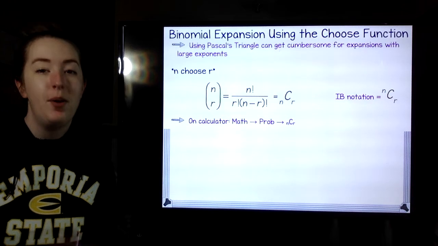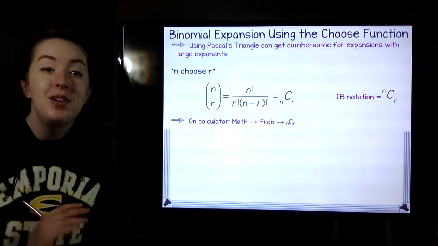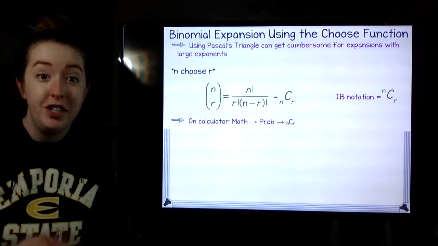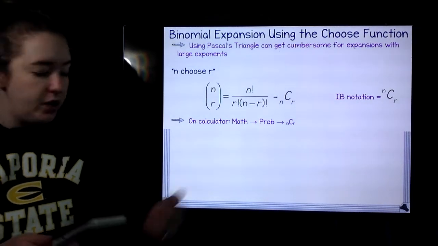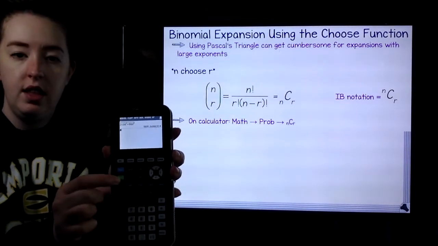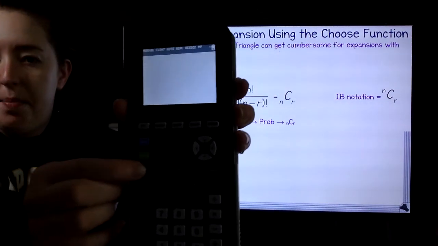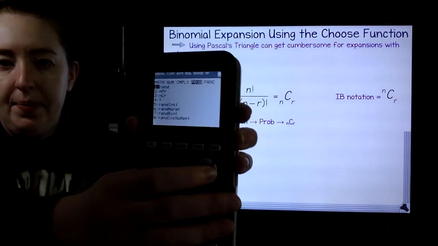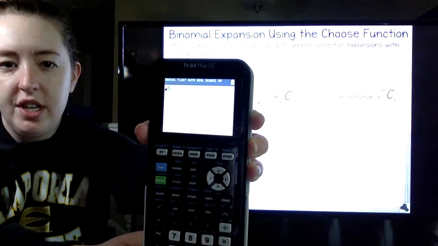So there's a better way to do that. We're going to use something called the choose function. Before I go through this, I just want to explain what the choose function is. First of all, it's right here. If you click on math, oops, let me clear that. First, you're going to click on math, and then you're going to go over to the right until you get to prob. And then if you see the nCr, that's what you're going to use.